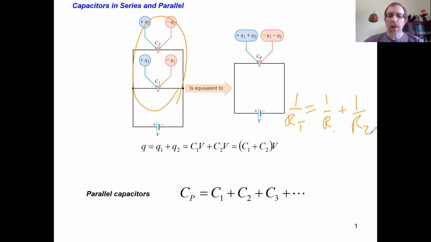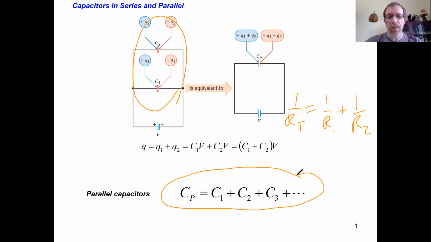Well, it turns out that capacitors are the exact opposite. If we've got capacitors in parallel, then their individual capacitances simply add up together. And that's because of the difference in the two equations that talk about the way charge responds to capacitors and the way charge responds to resistors.